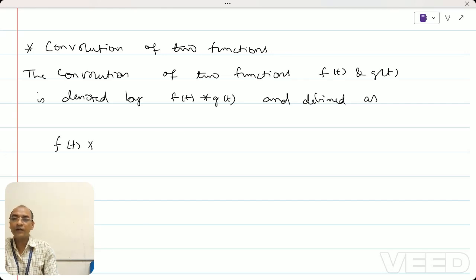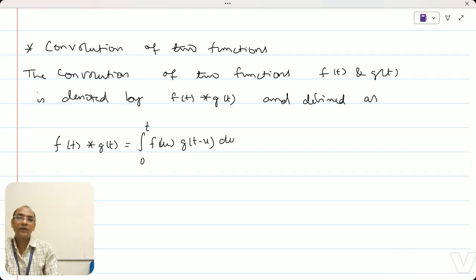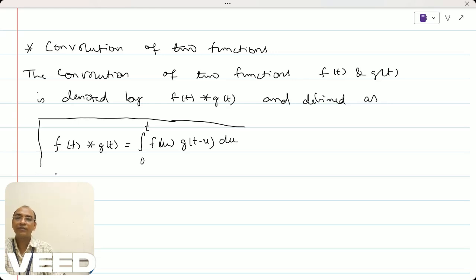f of t star g of t is equal to integration 0 to t f of u into g of t minus u with respect to u. So this is the convolution of two functions f and g. If somebody asks you to find the convolution of two functions, then you have to use the formula integration 0 to t f of u g of t minus u du.